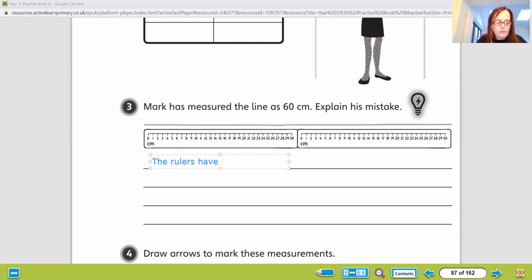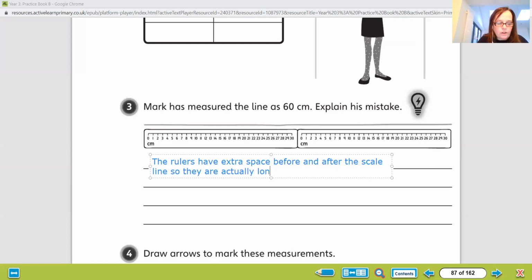have extra space before and after the scale. And that's what we'd call the scale, the kind of thing from 0 to 30 is a scale. After the scale line. So they are actually longer than 30 centimetres.